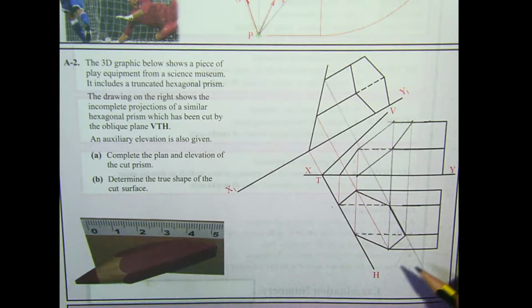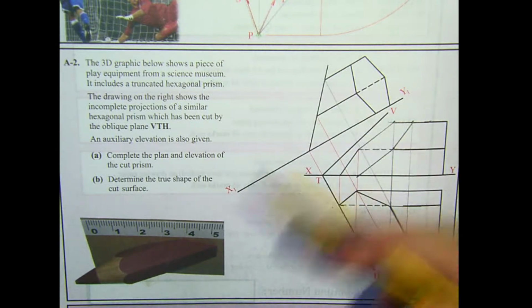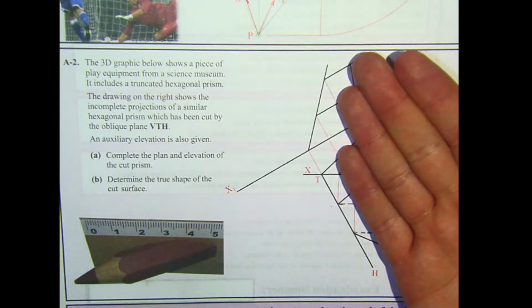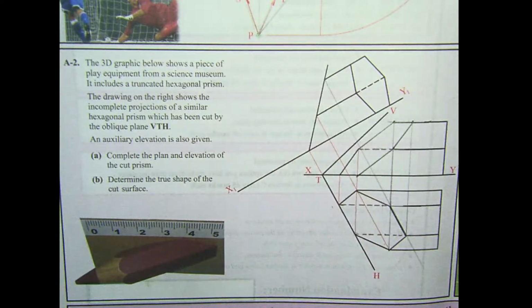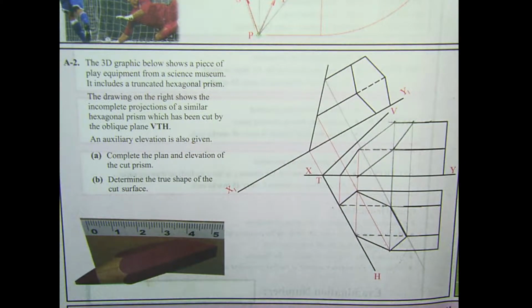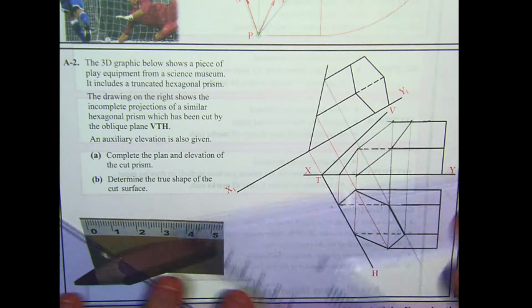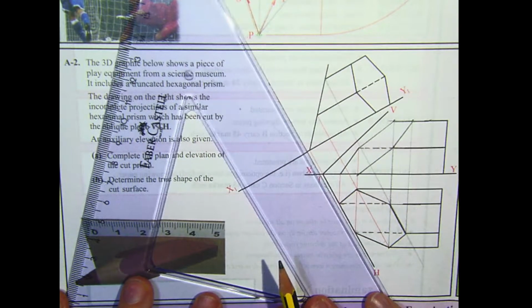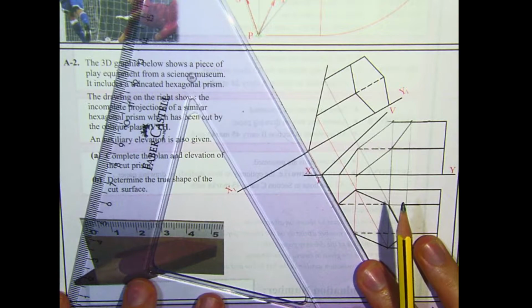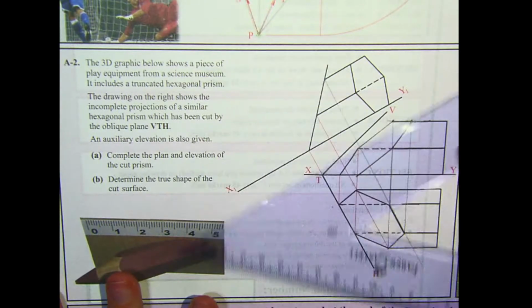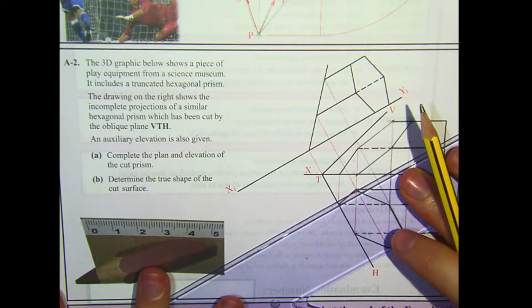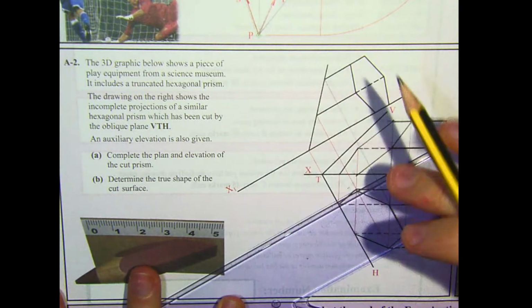Part B is determine the true shape of the cut surface. For this we're going to use a rebatment, so we're going to take this shape and flatten it down that way. Each point on our hexagonal face is going to move perpendicular because it's rotating about HT. So I'm just going to take each point and project them out this way.